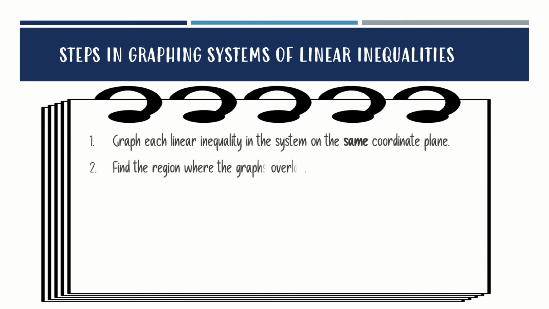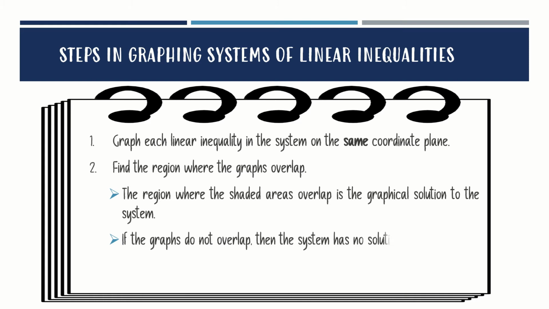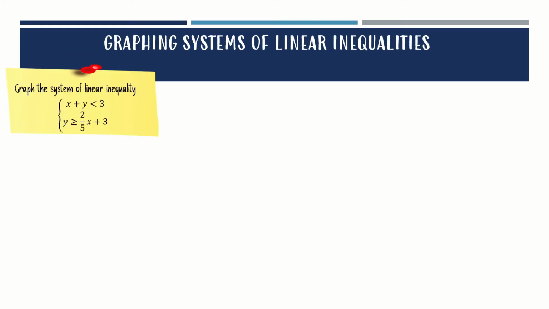Step 2. Find the region where the graphs overlap. In here, the region where the shaded areas overlap is the graphical solution to the system. If the graphs do not overlap, then the system has no solution. And step 3, pick a test point in the region to verify the solution. We can use any test point to check if the solution is correct. If it satisfies both the inequalities, then the solution is correct.